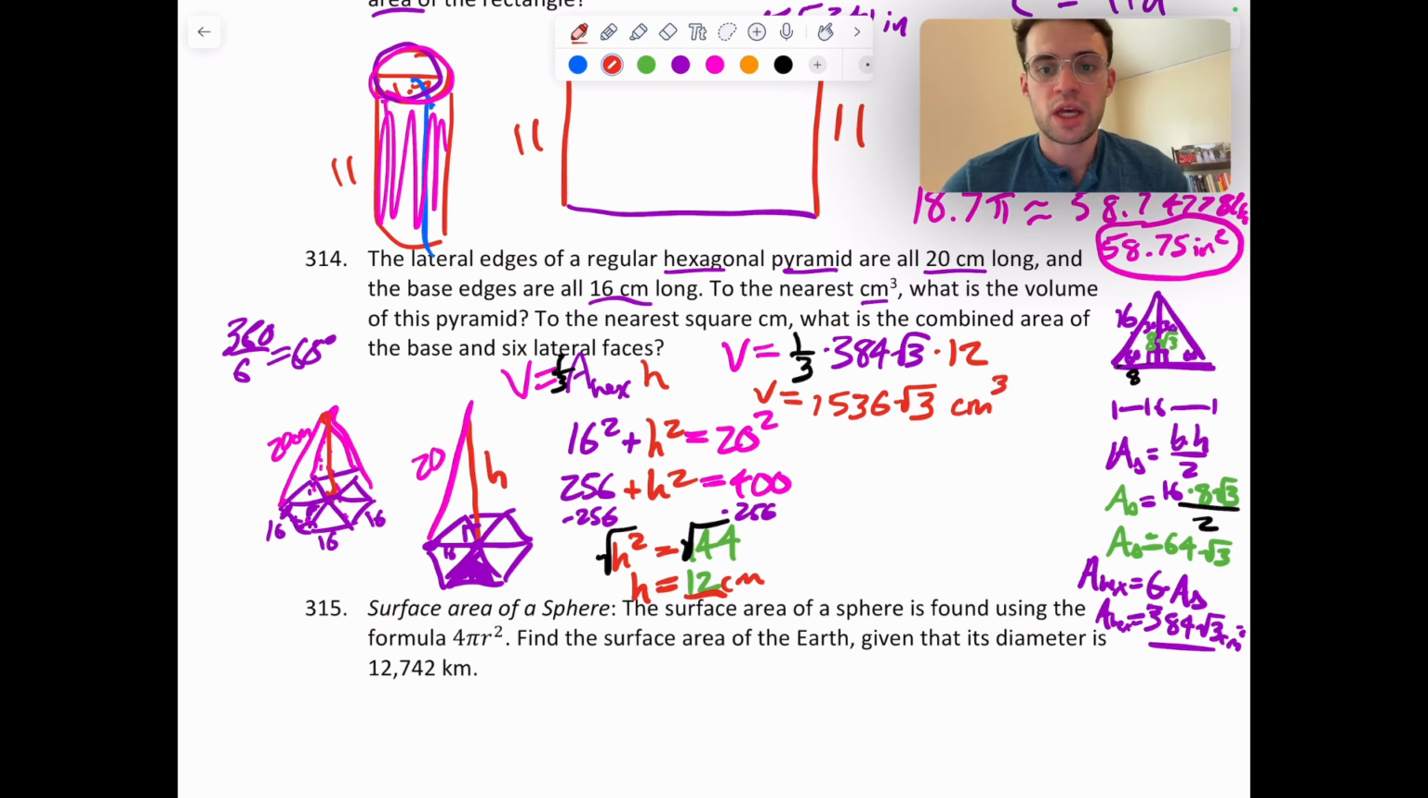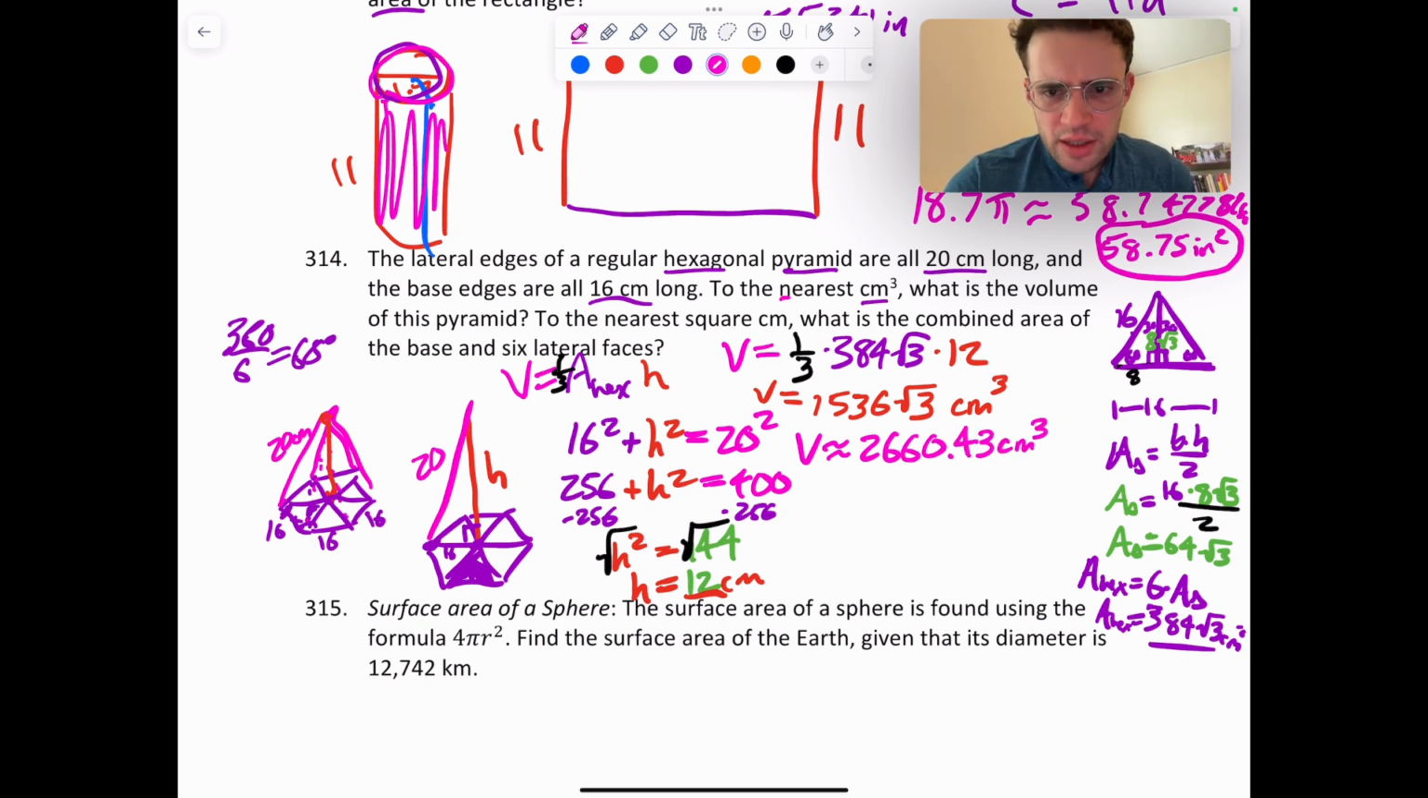Volume would be cubed. If you want to get an estimate for it, round it to the nearest hundredth. 1536 times the square root of 3 is about equal to 2660.43 cubic centimeters. They said to round to the nearest cubic centimeter, so 43 is closer to 0 than it is to 100. We would just say 2660 cubic centimeters is our best approximation there.